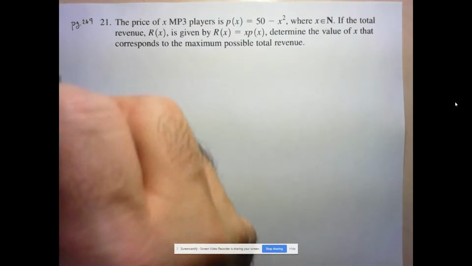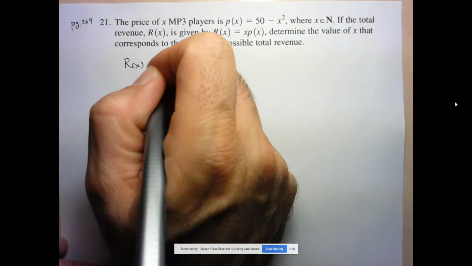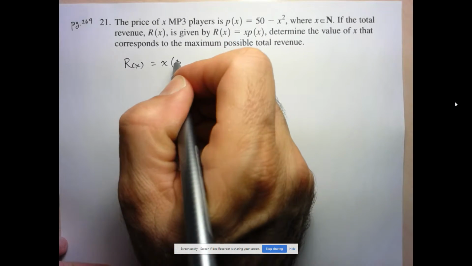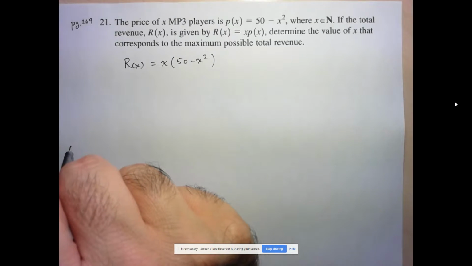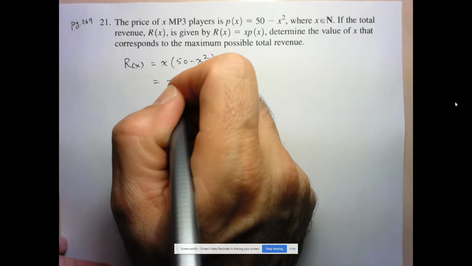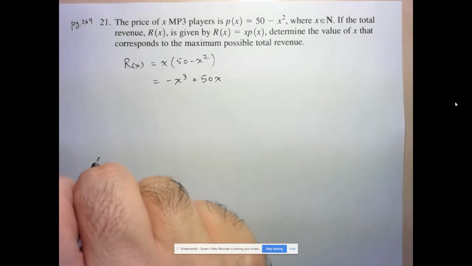All right, so what we want to maximize is revenue, which is X times the price function. Now they gave us the price function. It's just 50 minus X squared, so we can just input that. All right, and so here, let's clean that up. This is negative X cubed plus 50X. Okay, so just a cubic function.